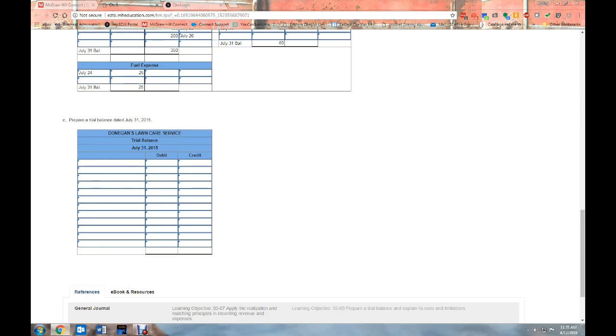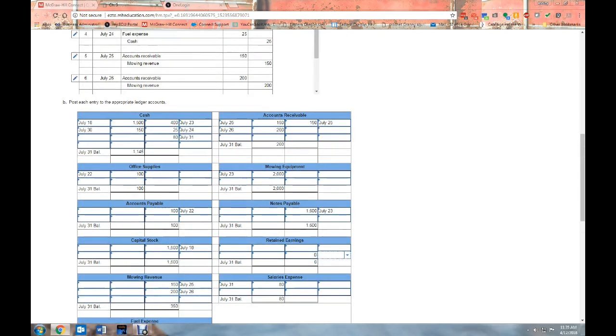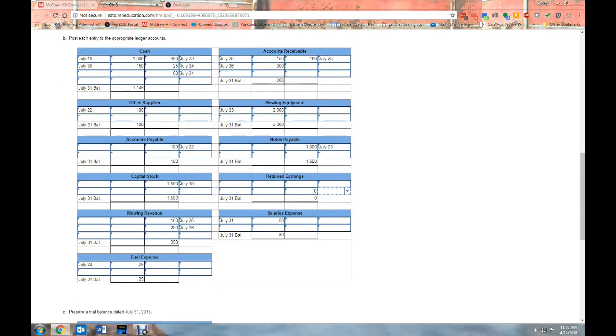So now what we need to do is the trial balance. What we're going to do is very carefully go down and make sure that we get all of our accounts put into our trial balance. So I recommend you just go down vertically, that way you can kind of check them off, okay?